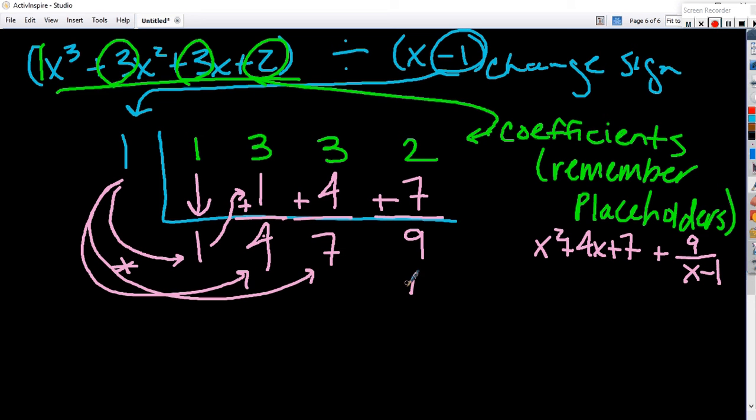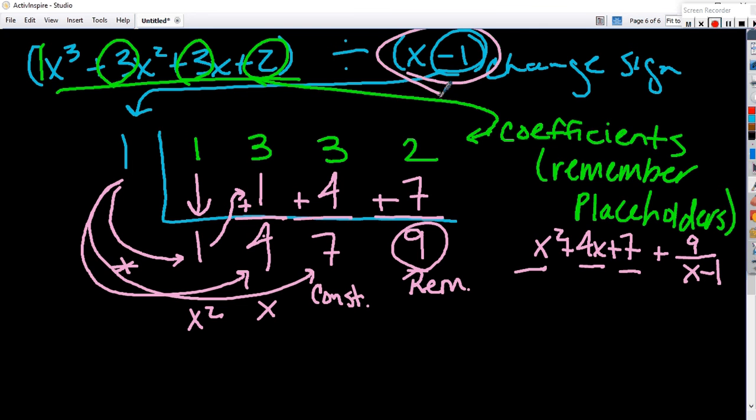Start from the right. This is going to be your remainder, your constant, your x squared. If I had more columns, I would continue going up: x to the third, x to the fourth. So the answer is 1x squared plus 4x plus 7 plus remainder over what I divided by.